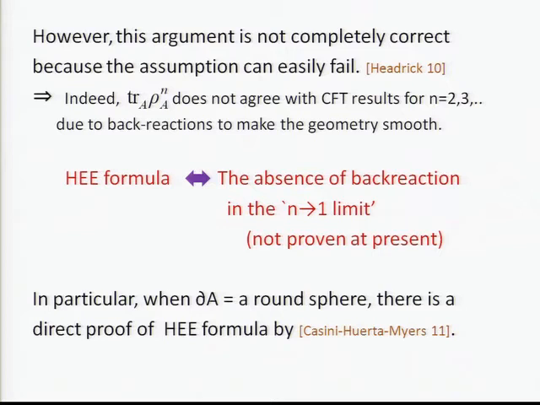So instead, people try to examine specific examples where we can compute exactly on both sides, rather than just showing generic arguments. For example, in the recent work with Casini, Huerta and Myers, they particularly focus on the case where the boundary of A is a perfectly symmetric round sphere. Then we can do the calculation explicitly, and this gives a direct proof of the holographic entanglement formula in this particular case. But for more complicated geometries, it is still not completely proved.